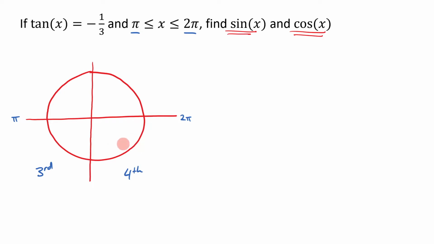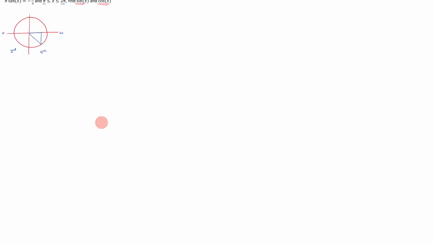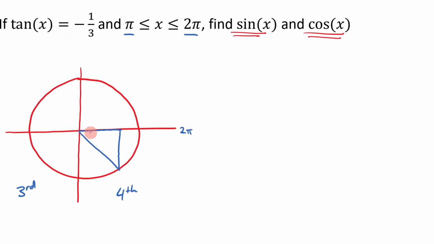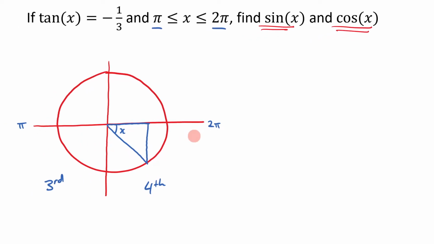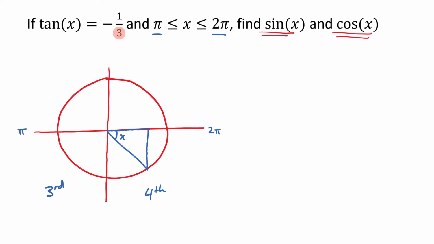Now, we're still using our idea of Pythagoras to do this. So what I'm going to do is draw a triangle in my fourth quadrant. I'm going to put that angle there as x. Now, if I know that tan of x is negative 1/3, well, let's think. Tan is the same as opposite over adjacent. So opposite would be 1, and adjacent would be 3.